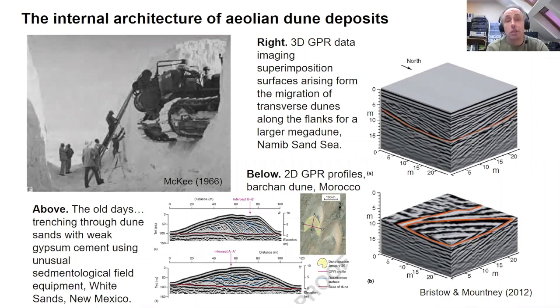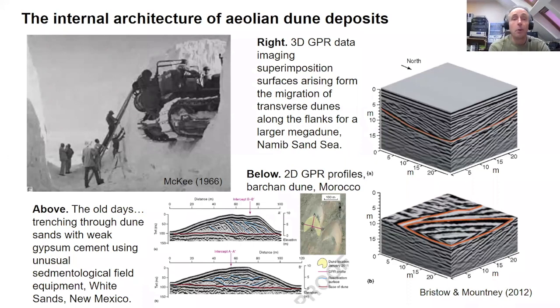And they were only able to do this because the dunes at White Sands are cemented with a gypsum cement, and so it prevents the sides from cascading in or collapsing. But that was a key study. It enabled, really for the first time, geologists to understand the internal architecture and anatomy of dunes and start to relate them to the stratigraphic record. And you could relate one to the other.